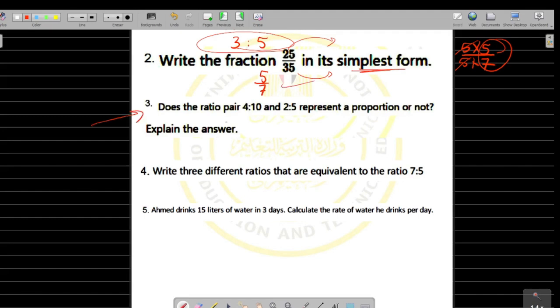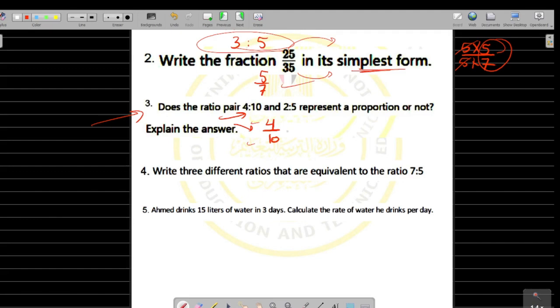The third question: the ratio pair 4 to 10, we can write it this way or this way, the same. This is the ratio. Ratio here means a comparison between two quantities. The first quantity is 4 and the second quantity is 10.